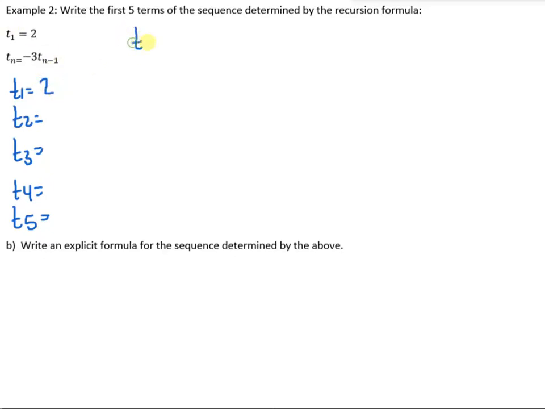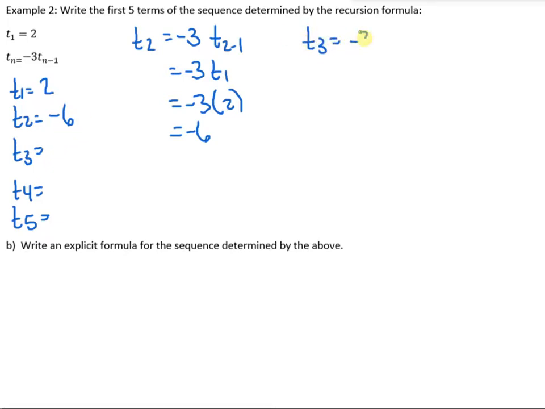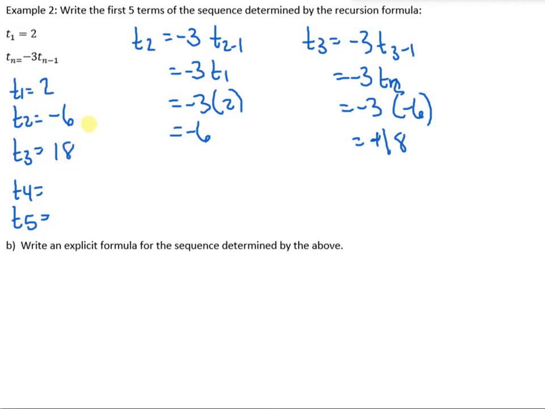We already know that. T2 is going to be negative 3 times T(2-1). So it's going to be negative 3 times the first term. Okay, so we know the first term is 2. So this one's just negative 6. Now T3 equals negative 3 times T(3-1), which is just negative 3 times the second term, negative 3 times negative 6. I get positive 18. So if you just think about it, every single time we're going to be multiplying by negative 3.